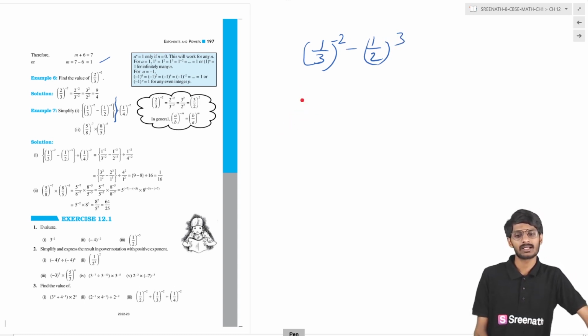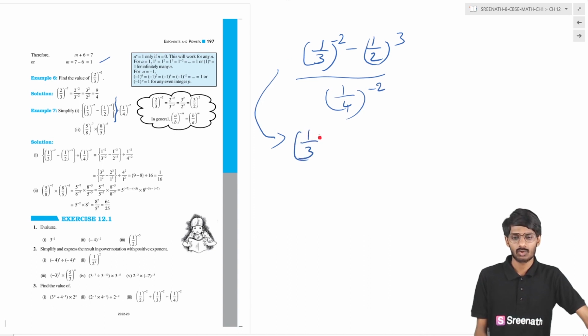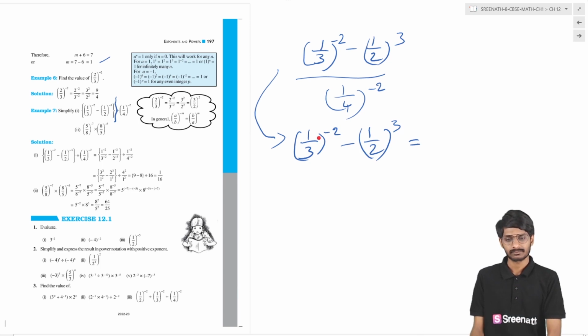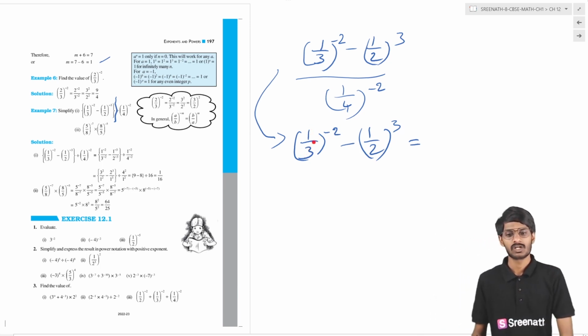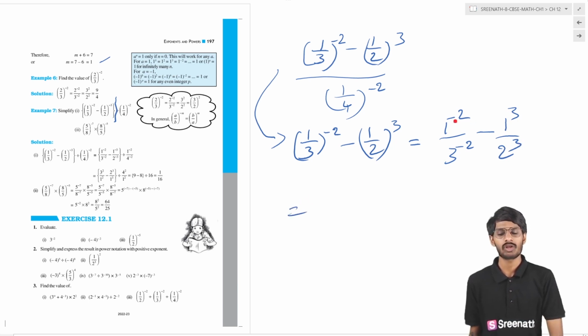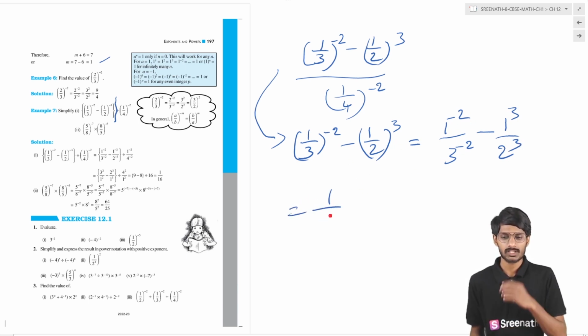The question is divided by 1 by 4 whole to the power of minus 2. Now we will just take the numerator, that is 1 by 3 whole to the power of minus 2 minus 1 by 2 whole to the power of minus 3. How can we do it? We can write it using a power m by a power n, that is 1 to the power of minus 2 by 3 to the power of minus 2. Simply here also 1 cube by 2 cube. So if you do this, we know 1 power minus 2 is 1, and 3 power minus 2 is 1 by 3 square.